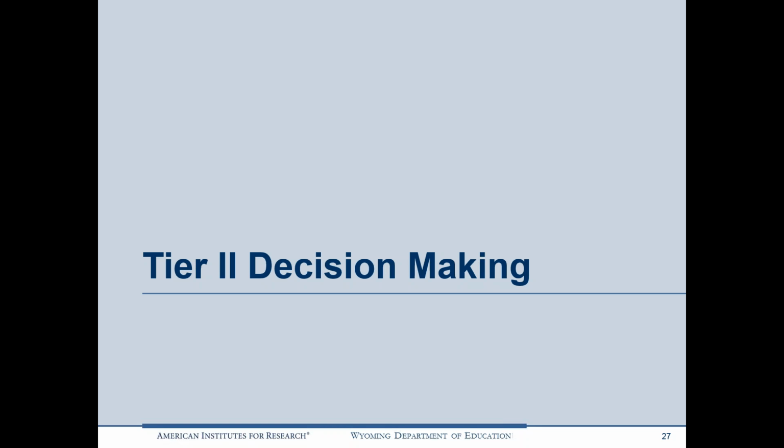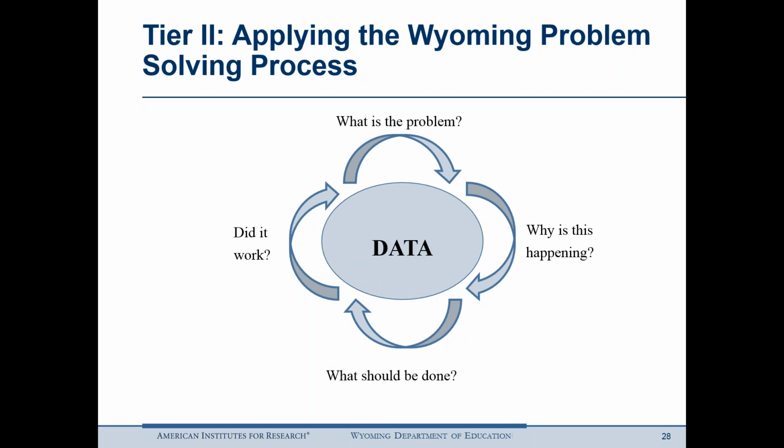Let's learn how to apply the problem-solving process to individual data decision-making at Tier 2. In Module 1 and Module 2, you were introduced to the Wyoming problem-solving process. The four-step process provides a systematic approach to analyzing data at all levels of instruction. Remember, the process starts by identifying the problem and defining it, and then engaging in diagnostic assessment or other review to determine why the problem is occurring.